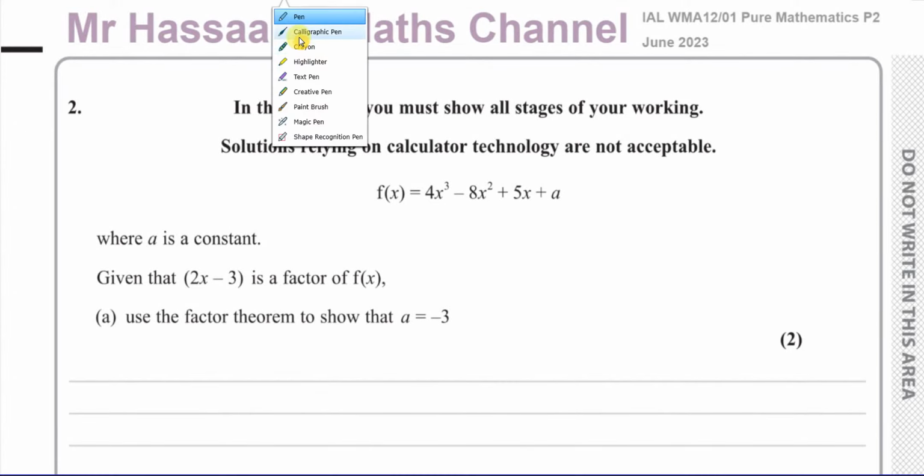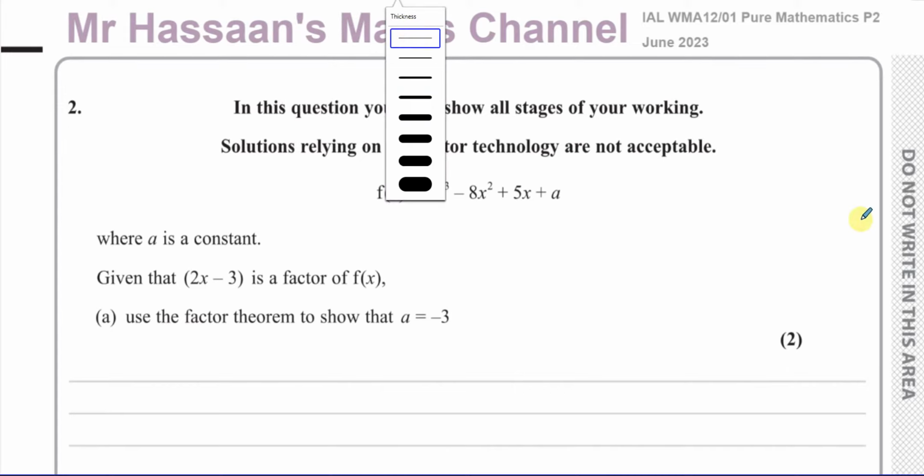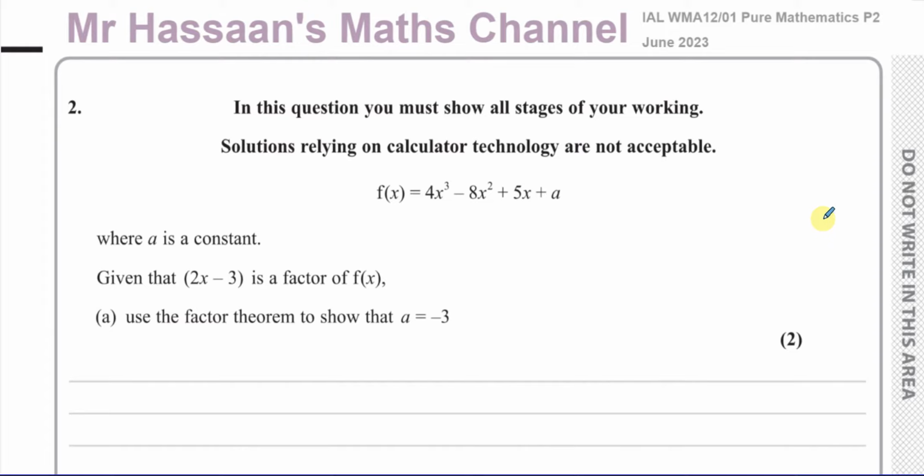I'm now answering question number 2 from the June 2023 Pure Mathematics P2 International A-Level Edexcel paper. This question is about the factor theorem. We're told that f of x is equal to 4x cubed minus 8x squared plus 5x plus a, where a is a constant. We're told that 2x minus 3 is a factor of f of x, and we have to use the factor theorem to show that a equals negative 3.